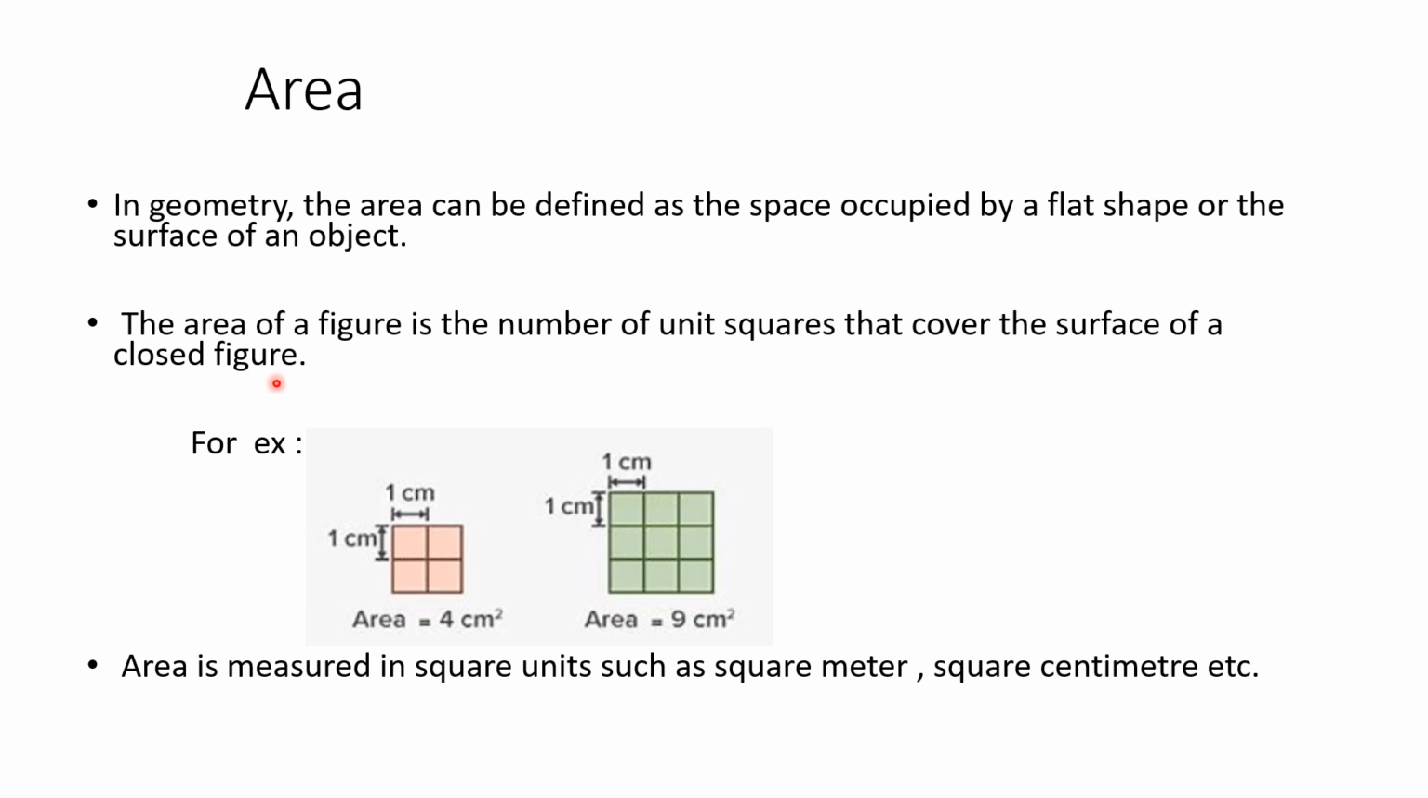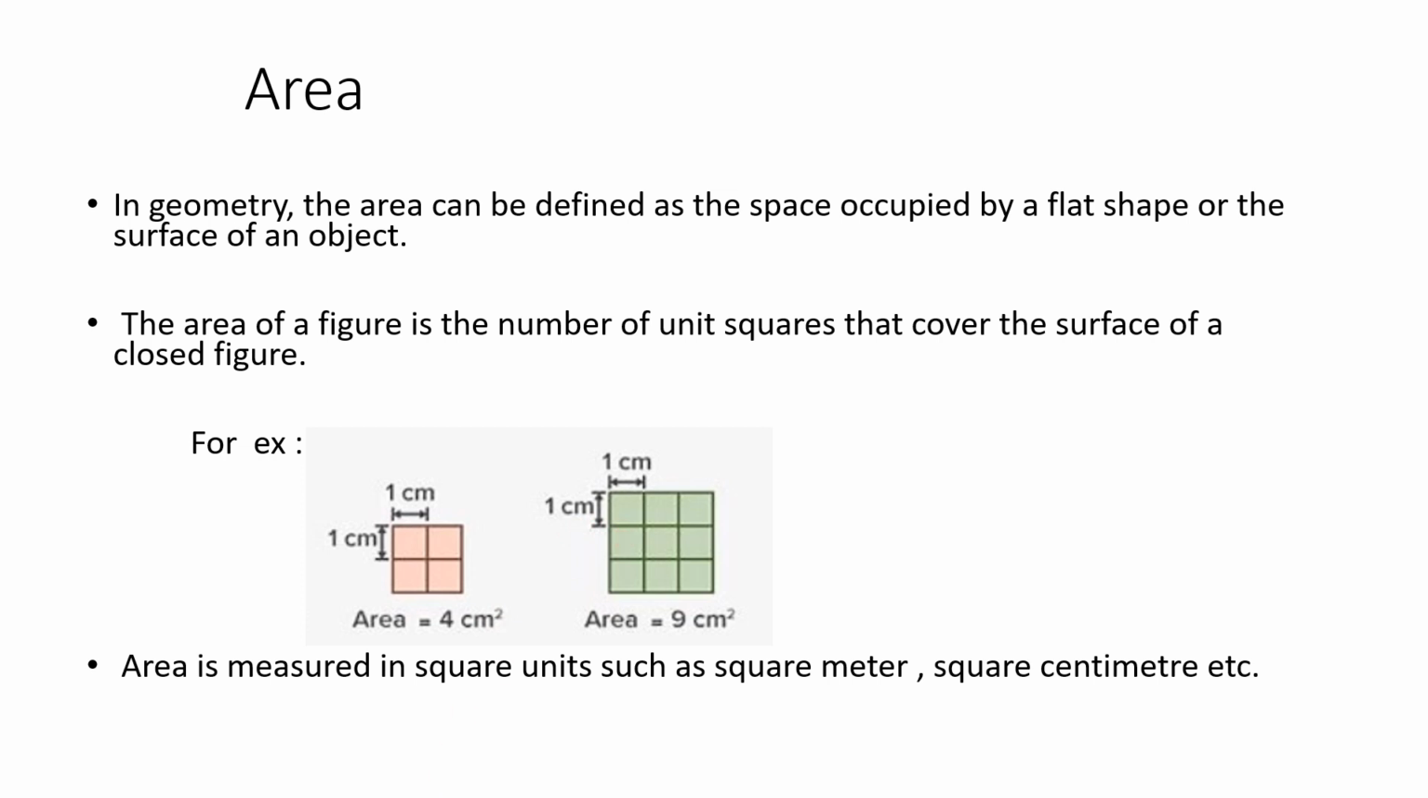It's clear? For example, I have drawn one figure here. It is closed, right? And the measure of one side is 1 centimeter. So like this, how many unit squares are there? Let's count. 1, 2, 3, 4. So how many unit squares are there? 4. So that will be the area. So area is equal to 4 centimeter square.